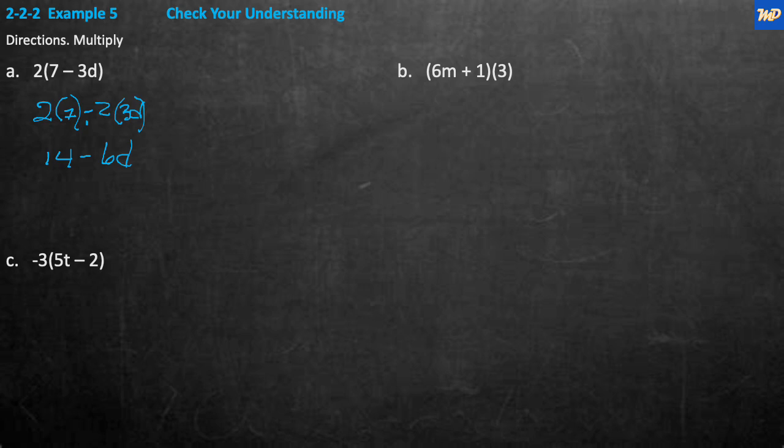Okay? B, the quantity 6m plus 1 times 3. Take it and break it apart using the distributive property. We're going to have 3 times the 6m and 3 times 1. So 6m times 3 plus 1 times 3. I'm just going to write 3. So now 6m times 3 is 18m plus 3.